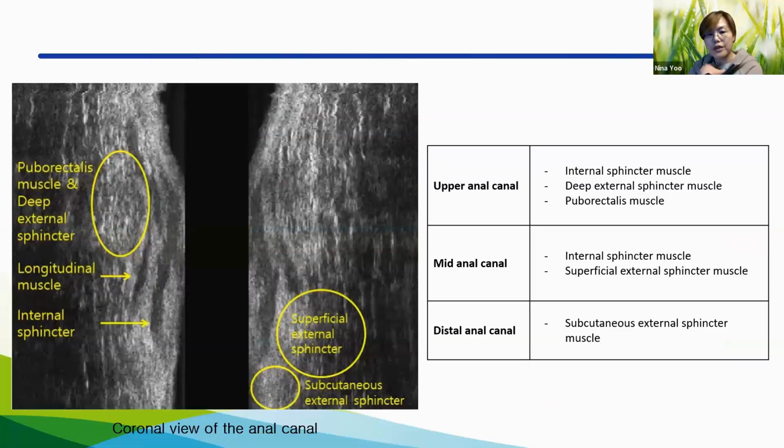Here, you can see the view of each muscle. This is the internal sphincter. You can see the puborectalis muscle and deep external sphincter here. And you can actually see the longitudinal muscle as well. As the internal muscle stops right below it, you can see the external sphincter, the subcutaneous external sphincter muscles. This is how the anal canal looks in normal people.